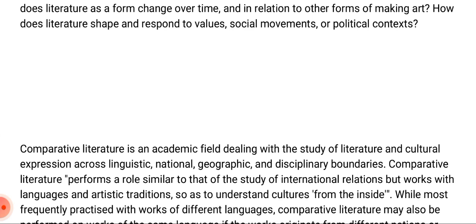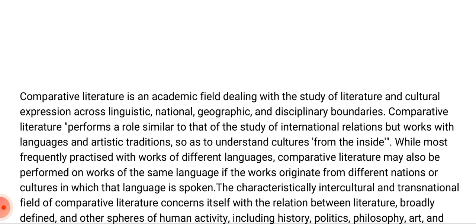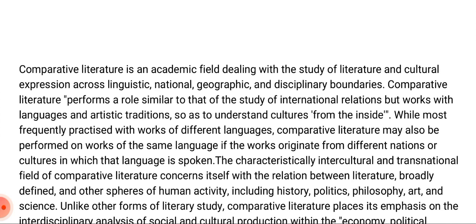While most frequently practiced with works of different languages, comparative literature may also be performed on works of the same language if the works originate from different nations or cultures in which that language is spoken. The characteristically intercultural and transnational field of comparative literature also concerns itself with the relation between literature, broadly defined, and other spheres of human activity, including history, politics, philosophy, art, and science.